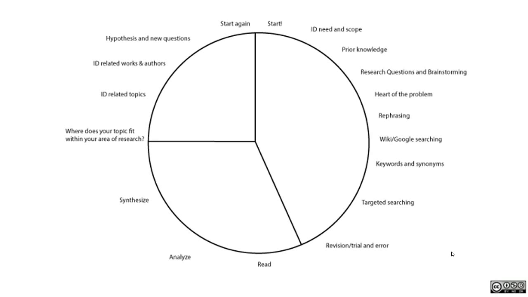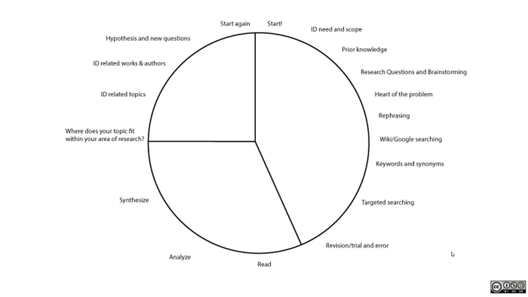That's where we start to understand the need and the scope of what we're looking for, which I'll explain all this in more detail. Build on our prior knowledge, come up with research questions, try to find the heart of the problem that we're trying to address, as that might be different from the way we're expressing it. That's an important little trick that we'll get to here.